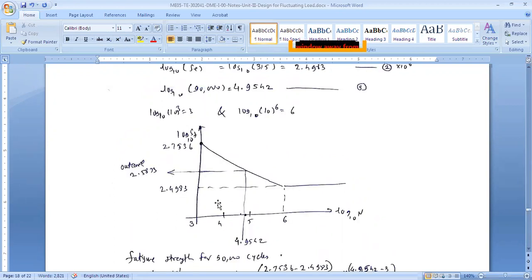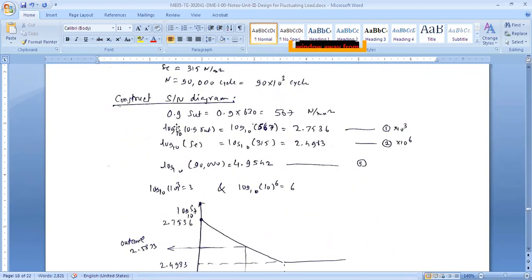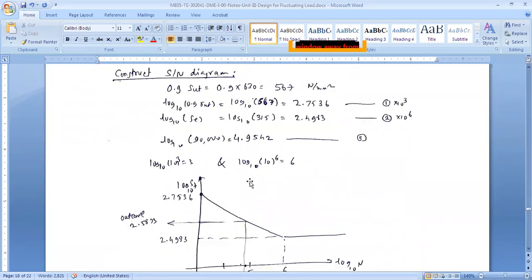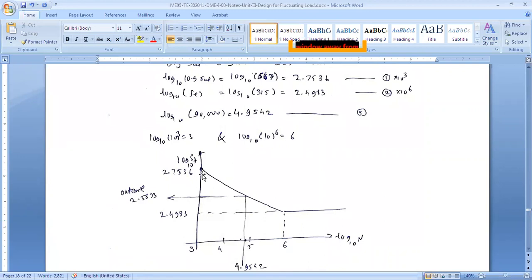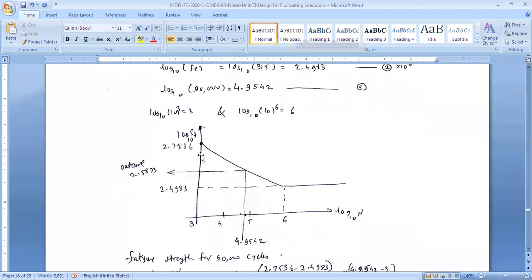Are you getting it? Okay, so from the calculation, we have points: here x 3, y 2.7536, here x 6, y 2.4983. Okay, now we have the graph, right? So we have drawn the SN curve. Now for any given number of cycles, we can calculate the corresponding stress, or for any stress, we can calculate the corresponding number of cycles, right? So in the numerical, generally they will give you the stress, and they will ask you what is the number of cycles for the given stress.